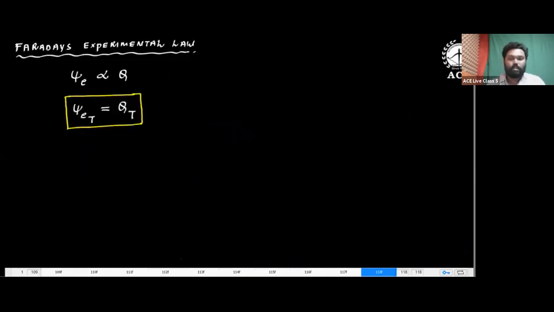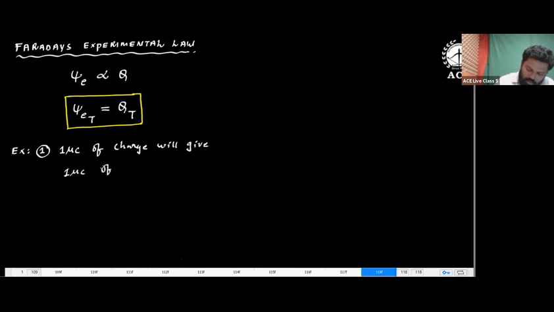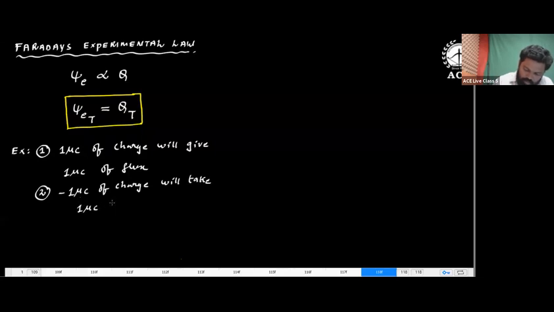So how can you write it, for example? Number one, 1 microcoulomb of charge will give 1 microcoulomb of flux. Number two, if it is minus 1 microcoulomb, what will it do? Minus charge will take the flux. Positive charge will give the flux. So you can write one more example: minus 1 microcoulomb of charge will take 1 microcoulomb of flux.